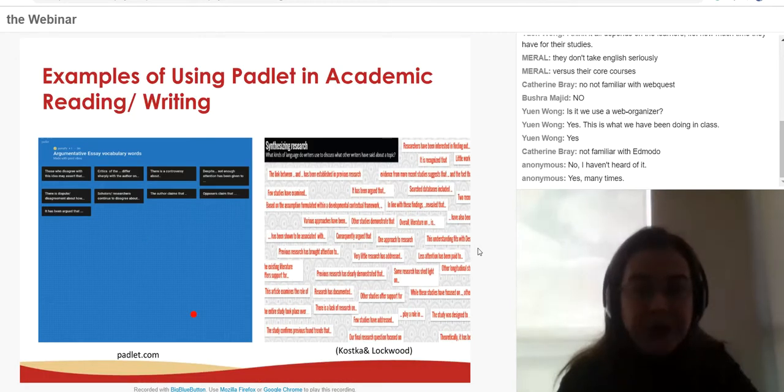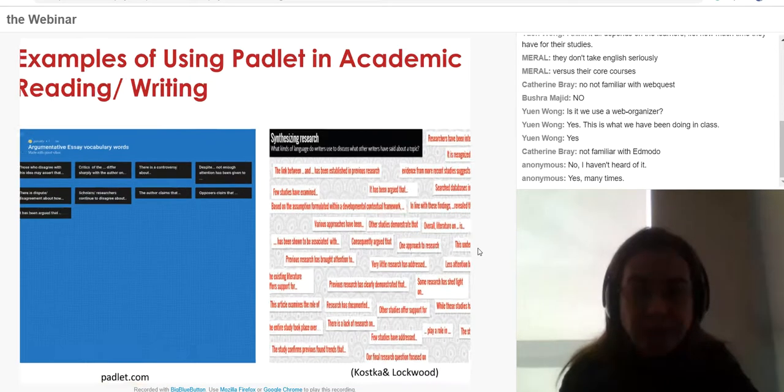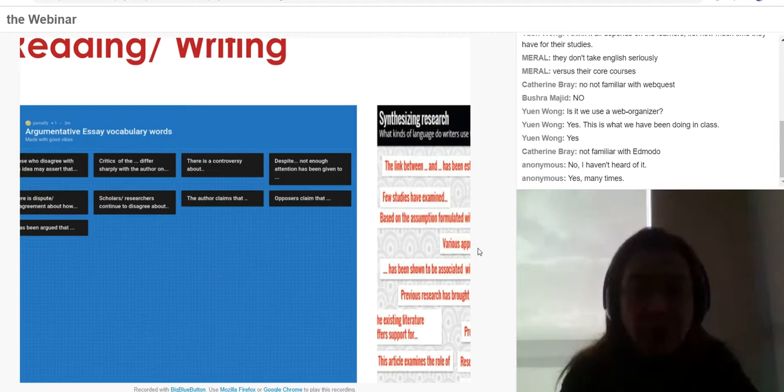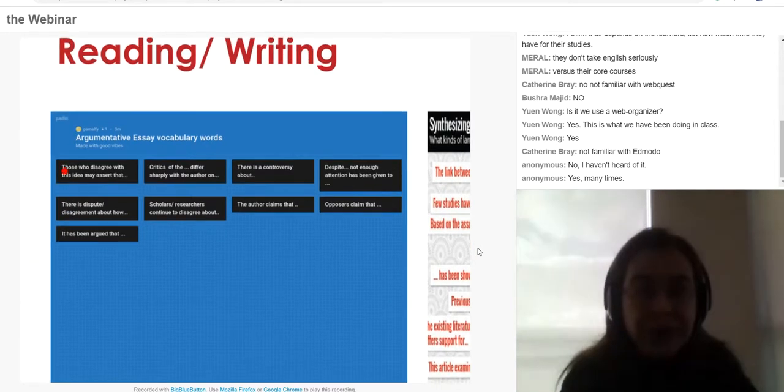And the one on the left hand side is one that I designed for my students. I wanted to teach them about argumentative essay writing, the vocabulary words and phrases that they can use. For example, those who disagree with this idea may assert that, it has been argued that, critics of whatever differ sharply.